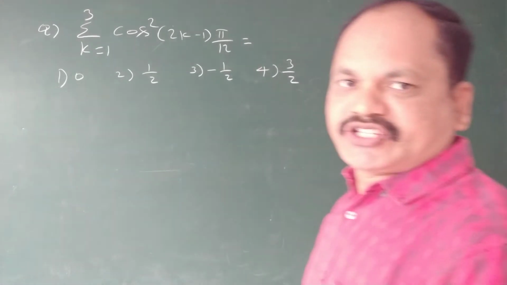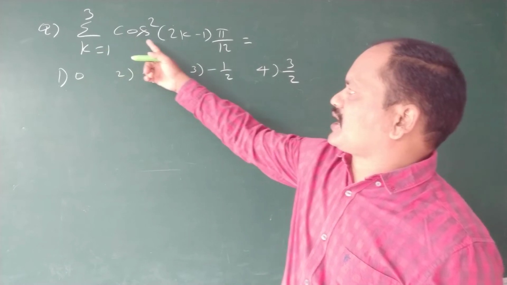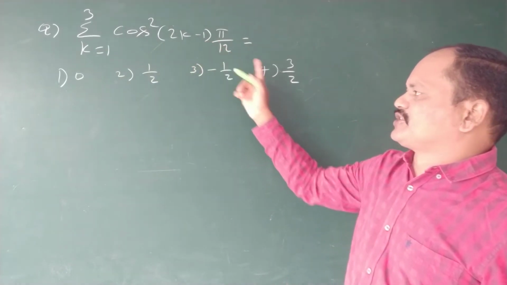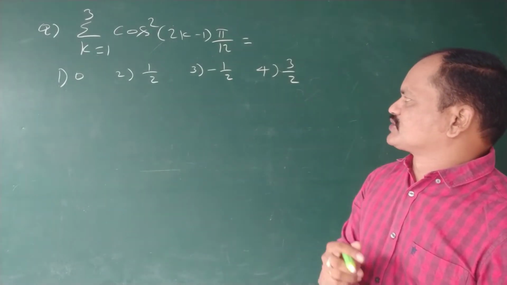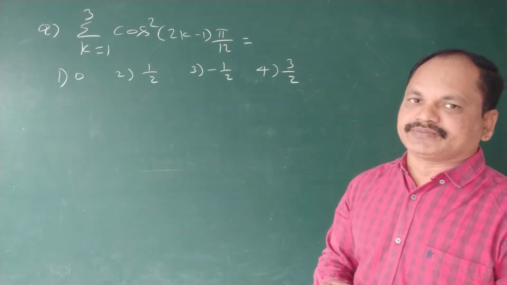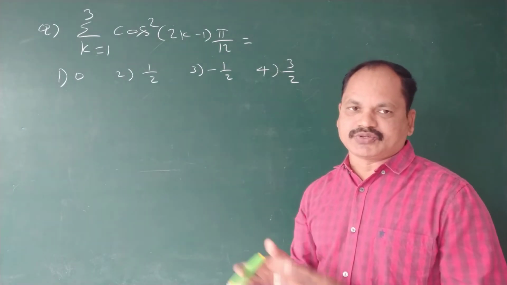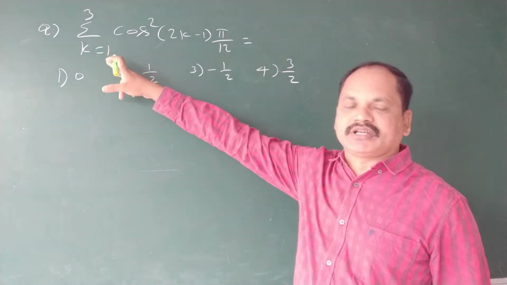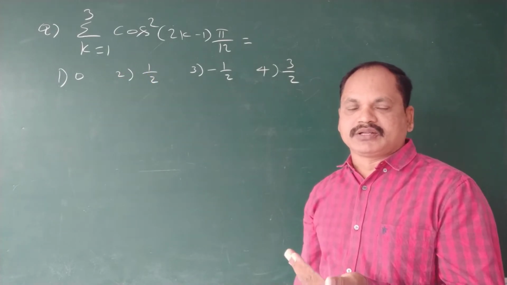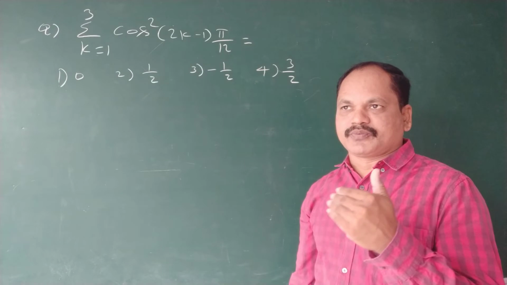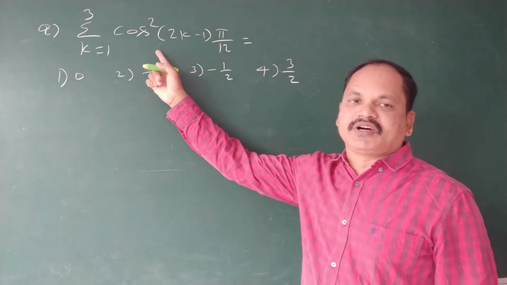Now we are going to the next question: sigma k is equal to 1 to 3 of cos square (2k minus 1) pi by 12 is equal to: first option 0, second option 1 by 2, third option minus 1 by 2 and fourth option 3 by 2. Observe, sigma represents the sum of the consecutive terms. That means the sum of 3 terms. Here k is equal to 1 to 3. That's why we have to substitute 1 in place of k, so that is one term, and 2 for the second term, 3 for the third term. That's why it represents the sum of the 3 terms.